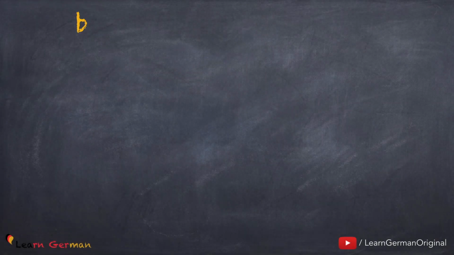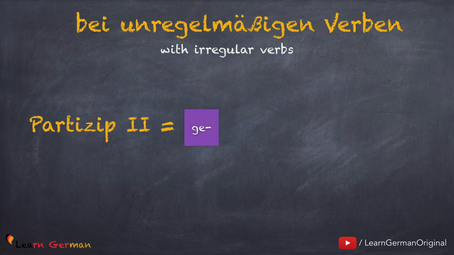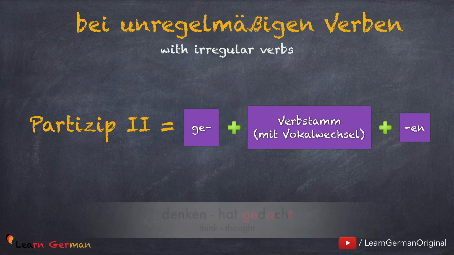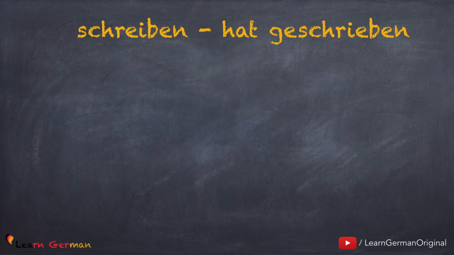Moving on to the next category, irregular verbs. Bei unregelmäßigen Verben. In this case, to make the Partizip II, you add ge to the Verbstamm, which will show a Vokalwechsel since it's an irregular verb. At the end, you will add en. There are a few mixed verbs that take ge with Verbstamm that shows a Vokalwechsel and t at the end. For example, denken, hat gedacht.